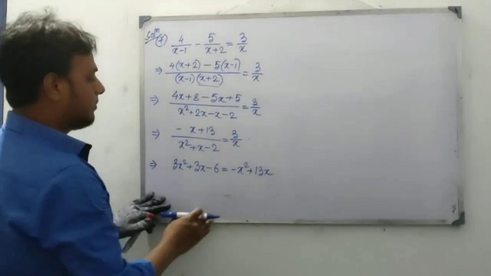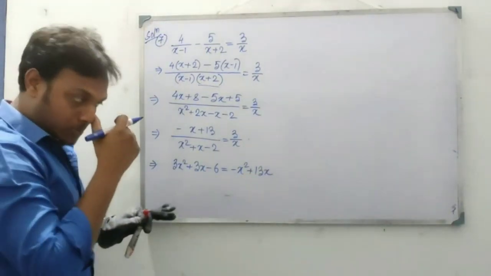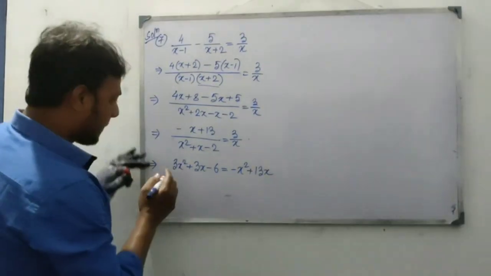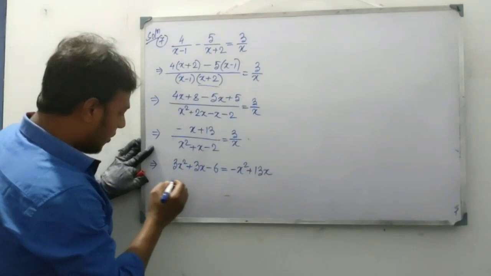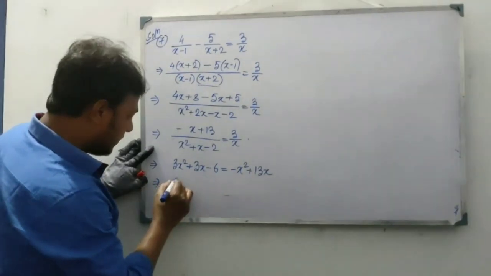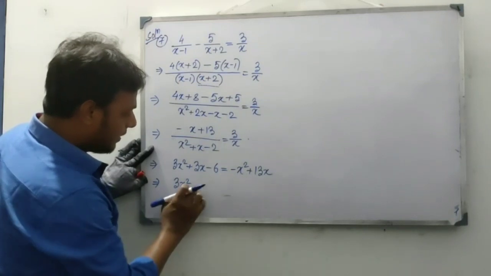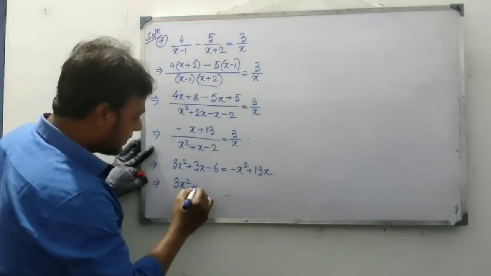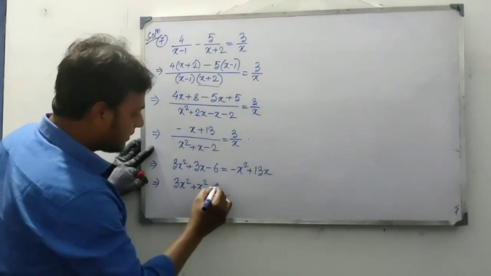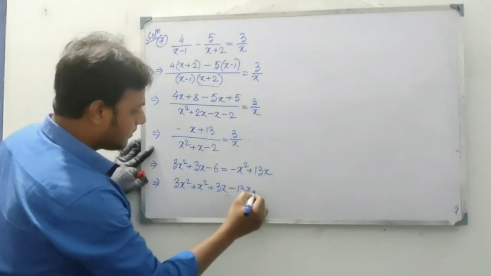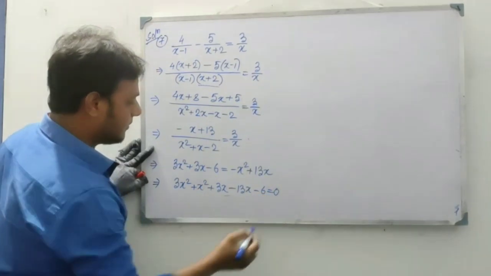Okay, now we are going to convert this quadratic equation into the standard form. Okay, so consider all the terms in one side, then it will be 3x square. If we consider this x square term in left hand side, then it will be plus x square plus 3x. If we consider this term, then minus 13x minus 6 equals to 0.